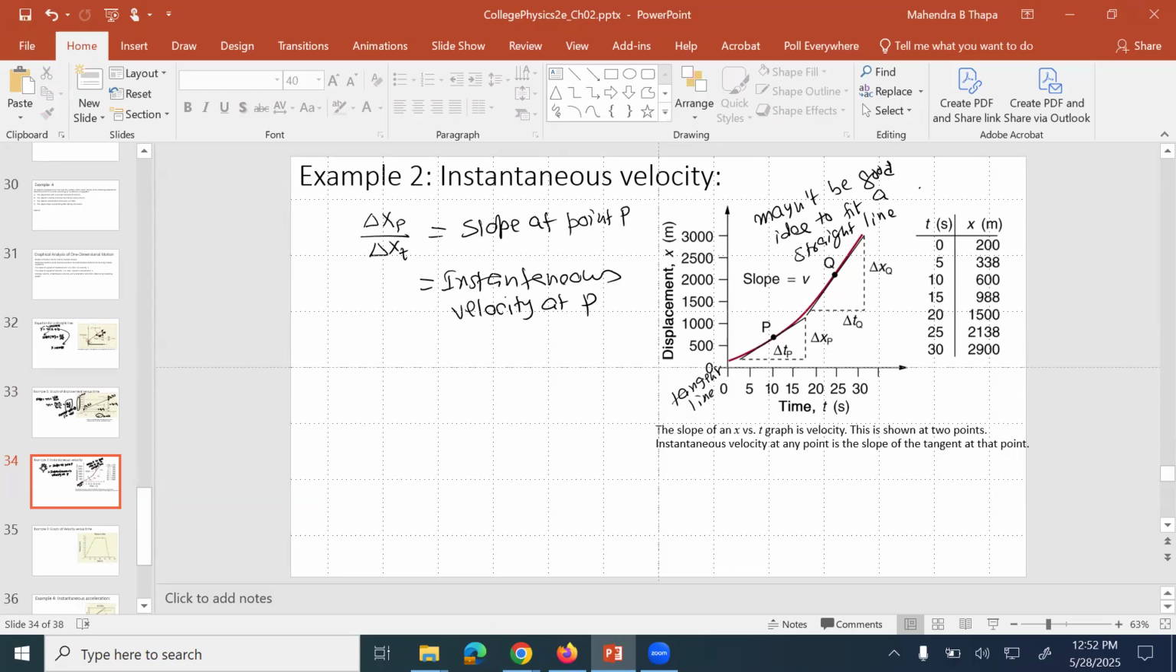Similarly, if we consider point Q and we draw a tangent line, so delta x over delta t for the point Q gives you the slope at point Q, and this is the same as the instantaneous velocity at point Q. So those instantaneous velocities at P and Q may or may not be the same. That means that could be different.